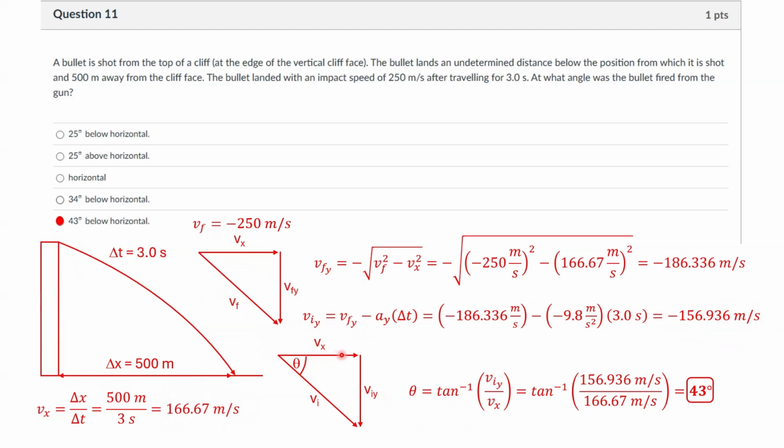So now I have a triangle for the initial point in time where I have the x component at that time, the y component at that time, and in this case, I want an angle, so I use the fact that opposite over adjacent is equal to the tangent of this angle. And that is the correct angle because all of my answer choices are relative to the horizontal. And this would end up being an angle of 43 degrees below horizontal.